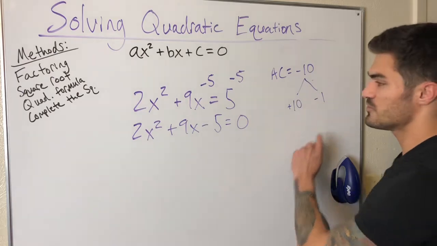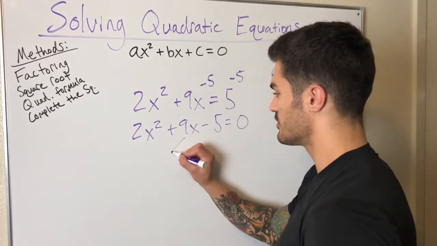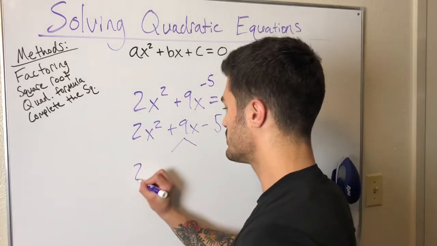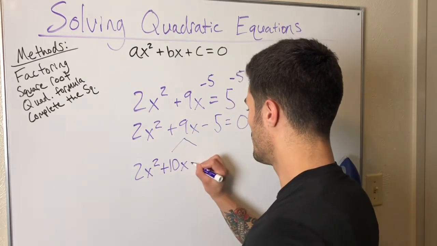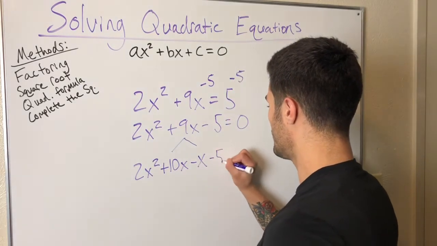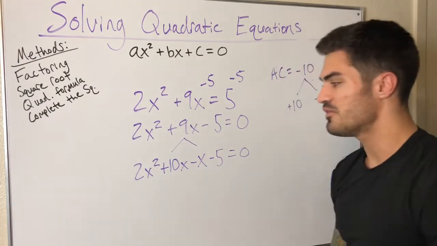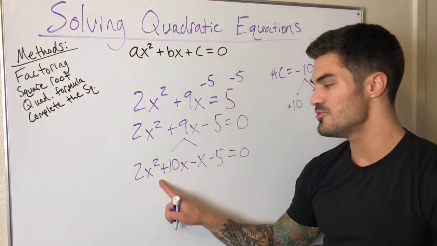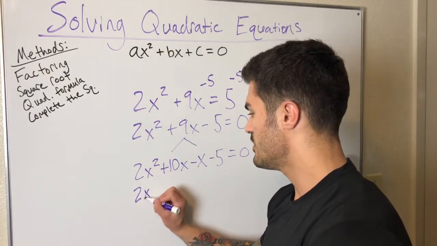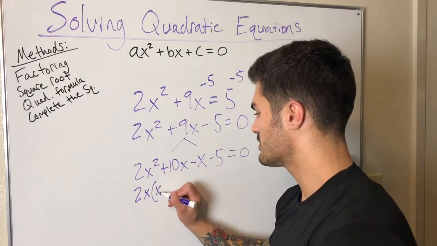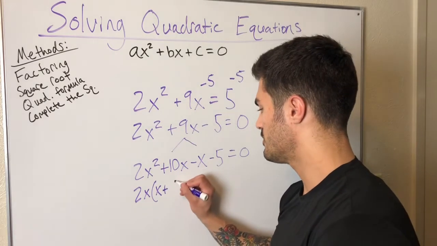And what I use these numbers for is I'm going to split up this middle term. So I'm going to rewrite this as 2x squared plus 10x minus x minus 5. And now I can factor by grouping. So I'm going to take a 2x out of these first two terms. I can factor out a 2x, and I'm left with x plus 5.